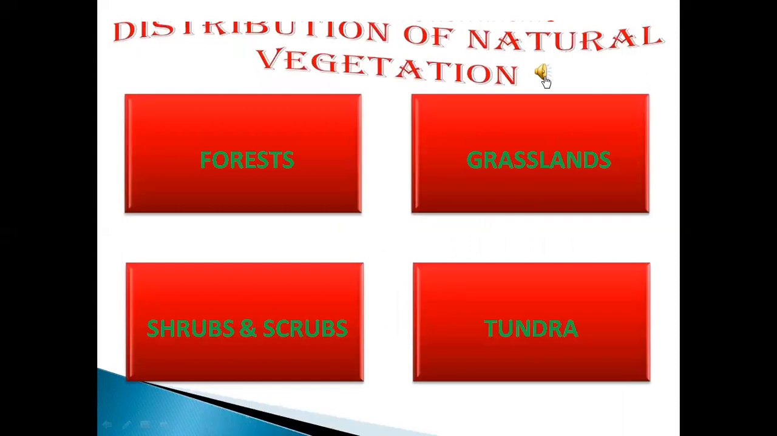Distribution of natural vegetation. The growth of vegetation depends primarily on temperature and moisture. The major vegetation types of the world are grouped as forest, grasslands, shrubs and scrubs, and tundra vegetation.